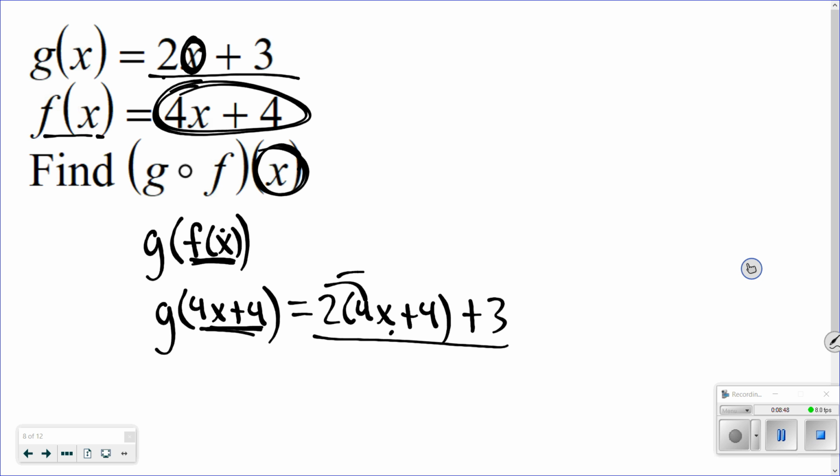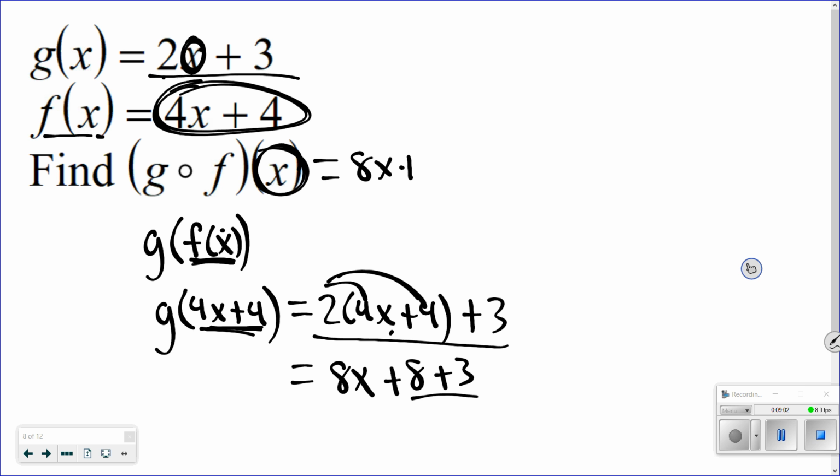So distribute the 2 through. 2 times 4x is 8x. 2 times 4 is 8 plus 3. Those are like terms. You can combine those together. So my final answer, g of f of x, comes out to be 8x plus 11. So instead of getting a number as an answer, like on that last problem, what do we get? Like a 0? Instead of getting a number for an answer, I get an equation for an answer. Okay, I get that 8x plus 11.